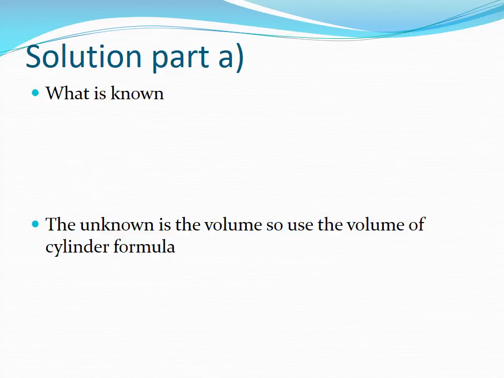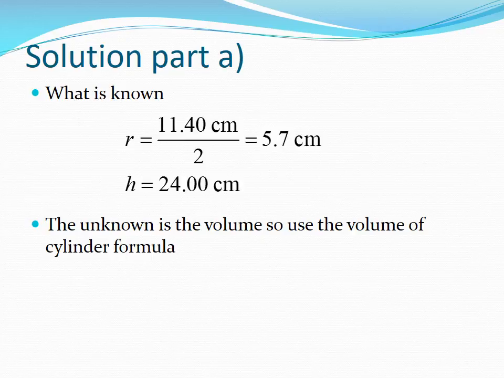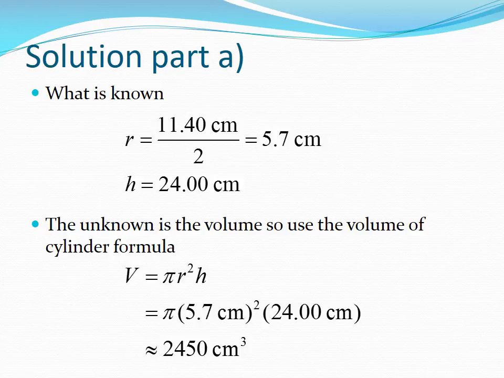We are given the diameter of 11.40 centimeters. The radius is half the diameter, or 5.7 centimeters. The height is 24 centimeters. The unknown is the volume, so use the volume of cylinder formula. V equals pi times the radius squared times the height. Substituting the known values gives 2,450 centimeters cubed, rounded to 4 significant figures.